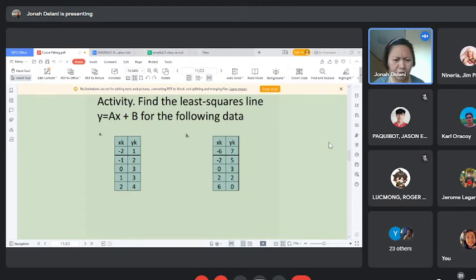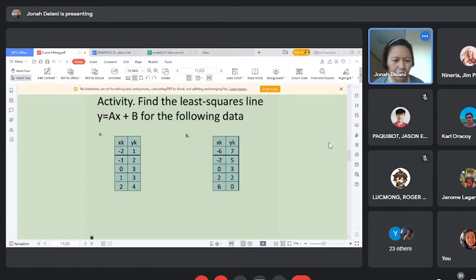The product of xy: we have negative 2, negative 2, 0, 3, 8. So the sum would be 8 plus 3, 11, minus 4, 7. So this is 7. The sum of y, if we total y, is 13.